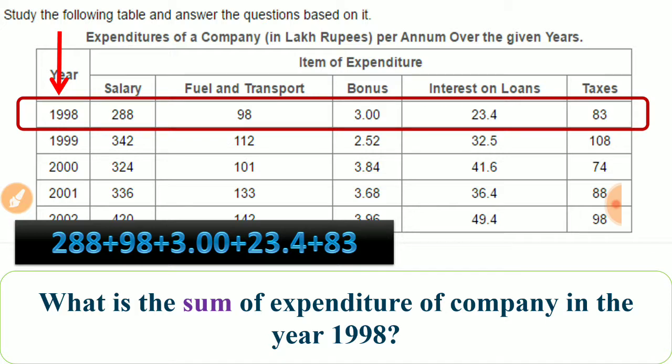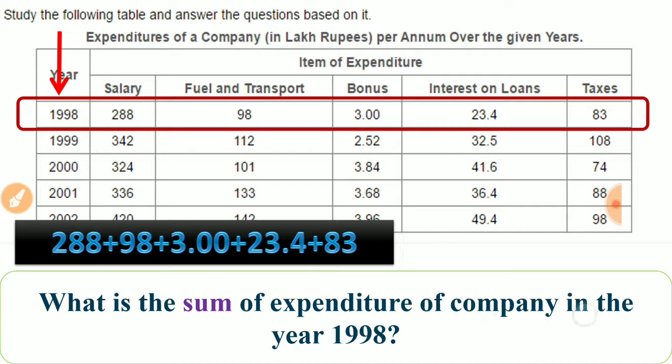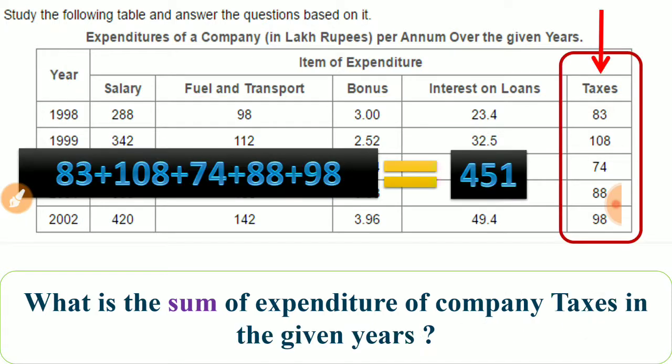Okay, so it is 288 plus 98 plus 3.00 plus 23.4 plus 83. Okay, so what is the answer? It is 495.4. So just cross check what is written in the previous question. Previous question, it is the expenditure of taxes.